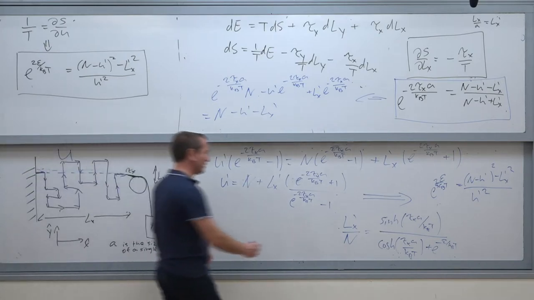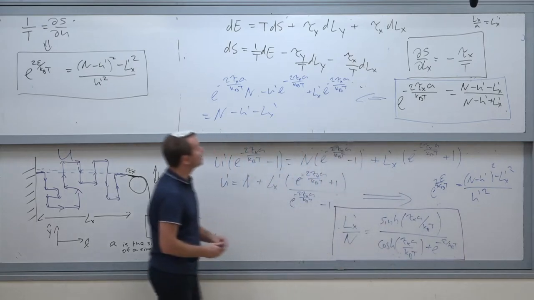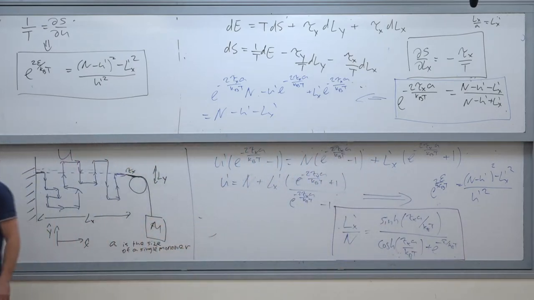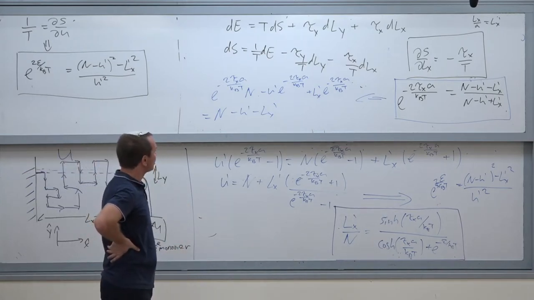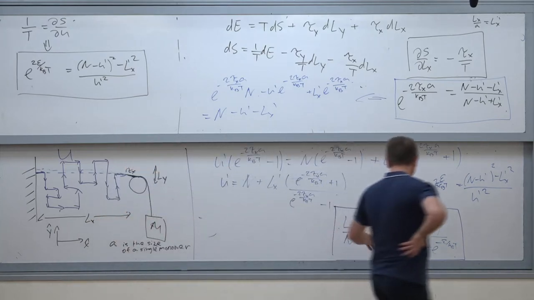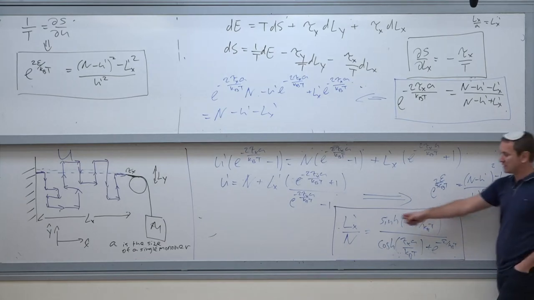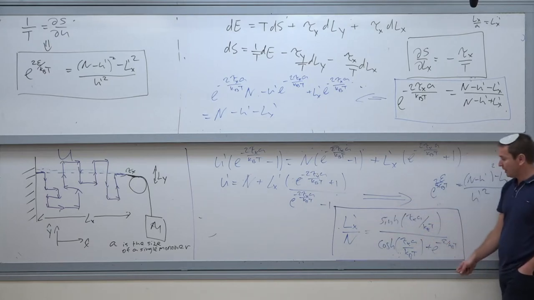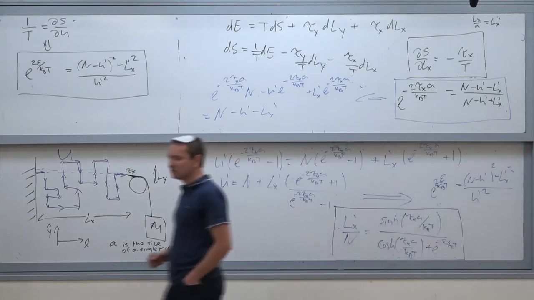Why did we need to get this over here? Why do we actually take two derivatives of the entropy, one with respect to the energy, the other with respect to the length, and afterwards play with it, substituting one equation into another? Because, look, eventually we are left with the equation for Lx prime that depends on the temperature and on the force. Okay? And this is our elastic modulus.